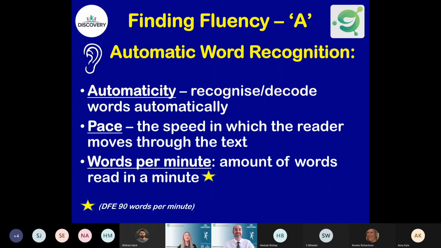And then A is reading, or I'm going to say automatically instead: reading automatically, being able to recognise and decode those words automatically. Reading with pace, so the speed at which they move through the text, and then the words per minute. So the DFE says that in Year 2, the recommended rate was 90 words per minute. But actually, if I'm looking at the Year 6 SATS paper, it was something more like 120 words per minute that the children need to be able to read in order to get through the text within an hour.